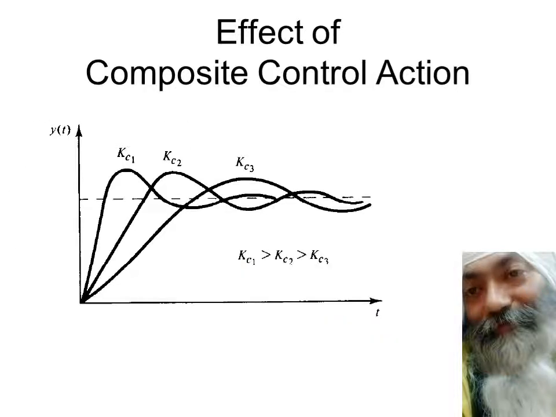Let's summarize this. The effect of Kc, as you can see from here, this Kc1 is highest, this is in between, this is lower. Going in for low gains means the system is sluggish. So if we increase the gain, the system becomes fast, as you can see from here, but then it becomes more oscillatory. It will result in longer oscillations and greater overshoots.